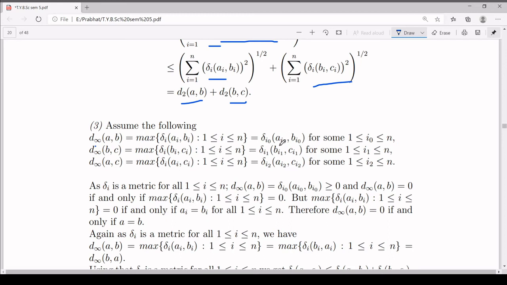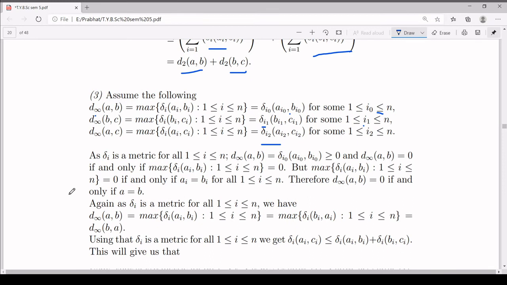So I am assuming that the maximum is some delta_i0(a_i0, b_i0) for some i0 lying between 1 and n. Similarly, I am assuming d infinity of BC, that is the maximum of delta_i(b_i, c_i), is some delta_i1(b_i1, c_i1), again i1 lying between 1 and n. And d infinity of AC, I am assuming it is some delta_i2(a_i2, c_i2), where again i2 is lying between 1 and n. Now let's go on to prove that d infinity is a metric.